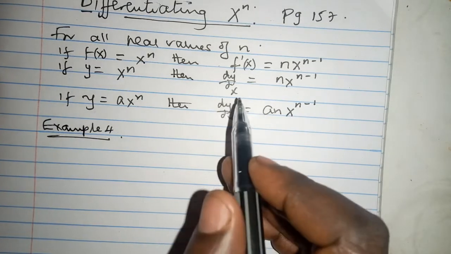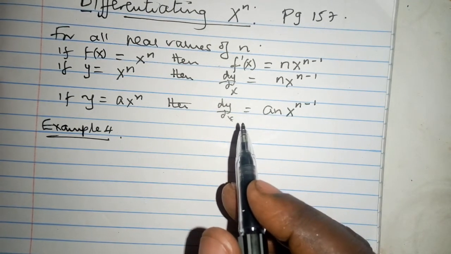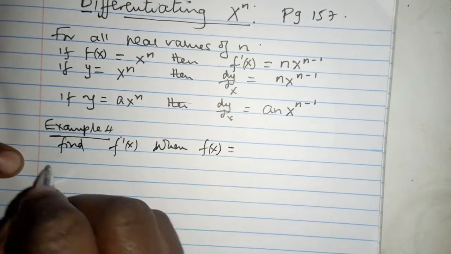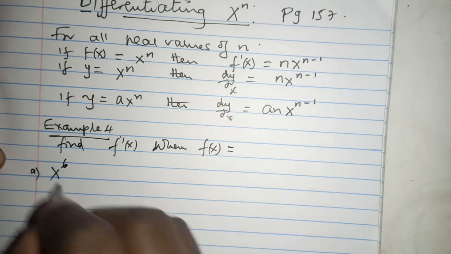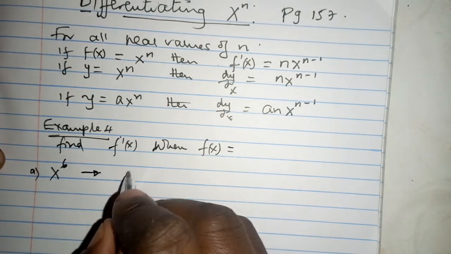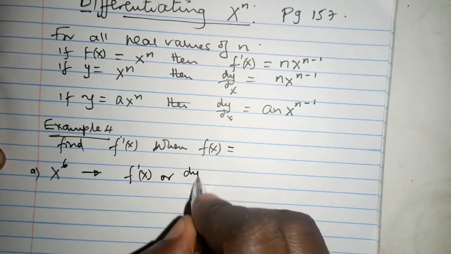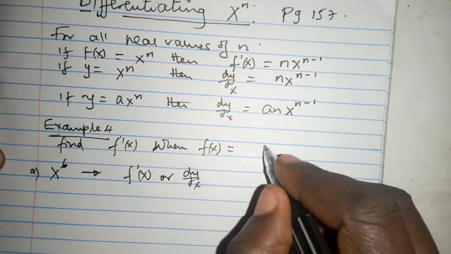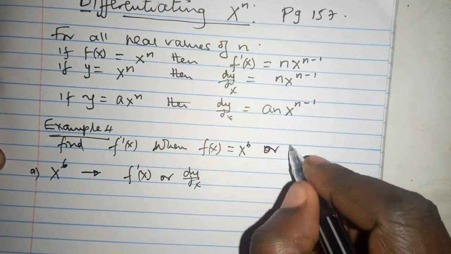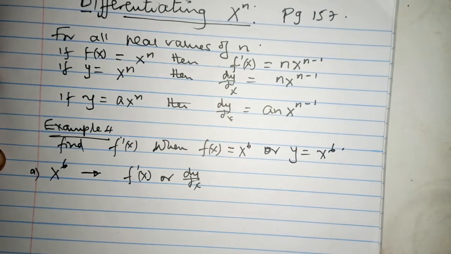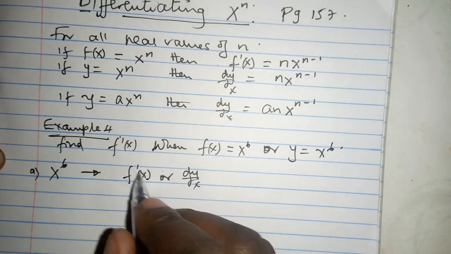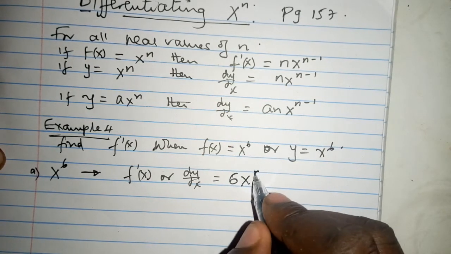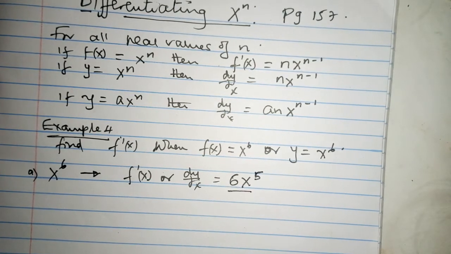And I want us to directly go to example number 4. Example 4, as you use this kind of understanding: find the derivative of x when f of x is equal to, let's talk about part A, x raised to power 6. Now, if this is the case, then the derivative of f of x or the dy dx, we should have f of x equals x^6 or y equals x^6. It's one and the same thing. dy dx or f prime x is given by the index becoming the coefficient, 6x, and then the index reduces by 1, which is 6x^5.